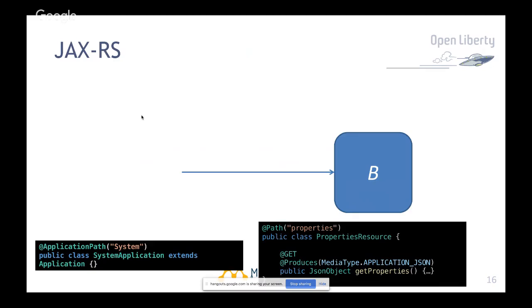The first one is JAX-RS. You want to do a REST call. For JAX-RS, as on the left-hand side, you first define an application path. You directly extend Application, and then you can define your endpoint. In here, you can define the response type. Like in here, you can say JSON object.